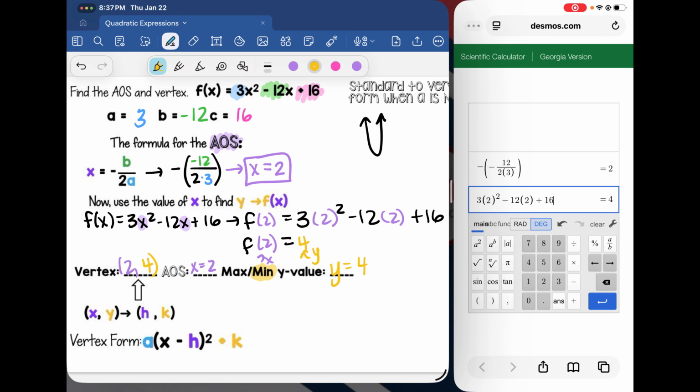Now, I can take this vertex and my a value and write me an equation in vertex form by simply substituting. I know that my a value is 3.